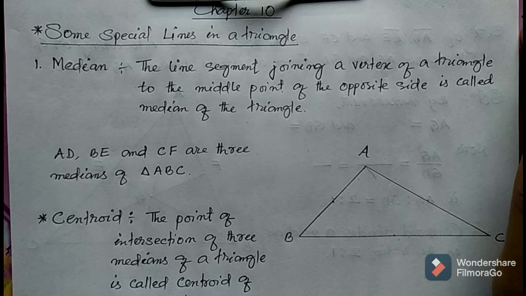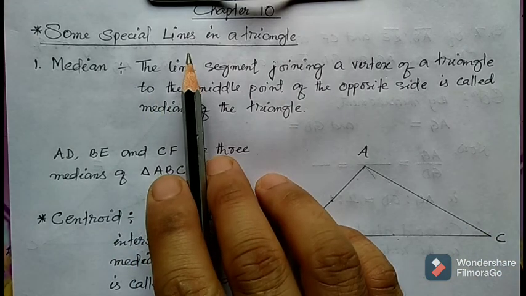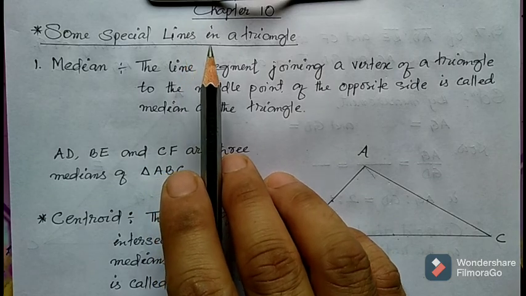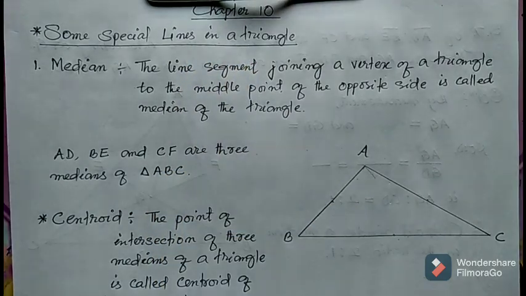This is the second Maths online class for 7th standard of Beren Baptist Academy. We are continuing the same chapter 10. In the previous class, we learned different types of triangle. And today, you are going to learn some special lines or line segments in a triangle.